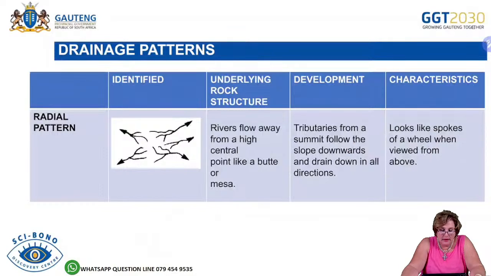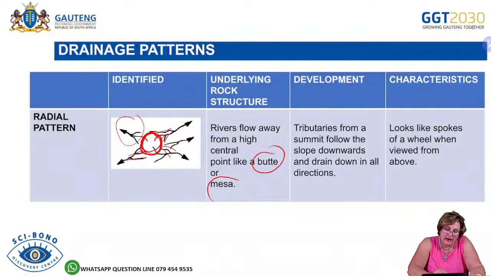A radial pattern. Radial means spiral, it's going out round. So I have, for example, a butte or a mesa in the middle. Now water is flowing in different directions down from this mesa or butte. It flows away from the high central point.